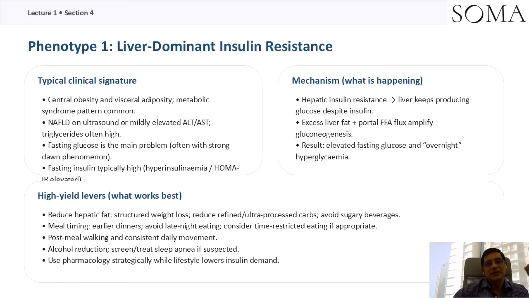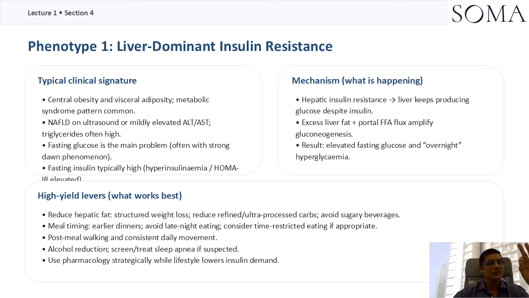These patients, they typically present with central obesity, especially abdominal obesity, fatty liver on ultrasound, or an elevated ALT and AST, high triglycerides often with low HDL, high fasting glucose, high fasting insulin, high HOMA-IR, and sometimes acanthosis nigricans. And in these patients, fasting hyperglycemia is often the dominant feature. Their post-meal spikes may be present, but the hallmark is the fasting problem.